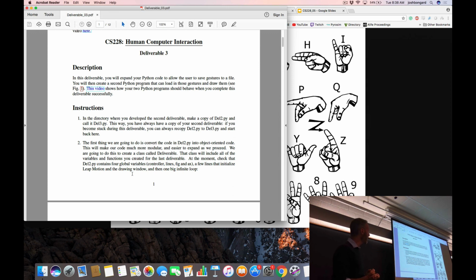When you start in on deliverable 3, you can watch the video at the front here. I'll just demonstrate how this works. At the moment, you have a system that will draw one hand in real time, okay? You're going to switch that to draw the lines green. And then when a second hand comes into the field of view of the Leap Motion device, the lines are all going to turn red, which means recording. When you bring the second hand back out of the field of view, the lines will go from red to green, meaning the recording has been turned off.